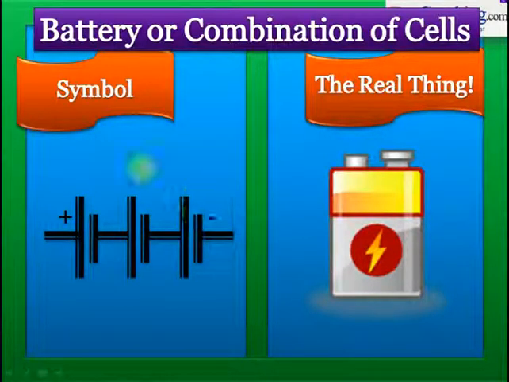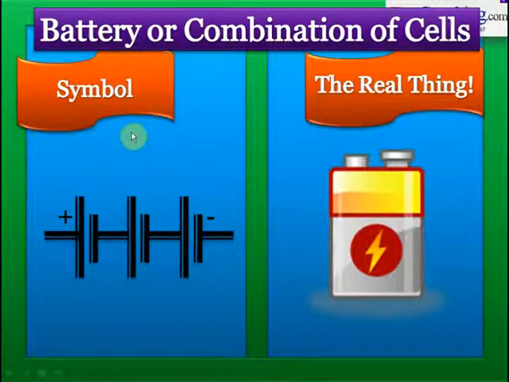Interestingly, the potential difference of the entire battery is the sum of the potential differences of each of the individual cells. So if these are all 2 volt cells, 2 volts, 2 volts, 2 volts, then the final potential difference created by the entire battery will be 2 plus 2 plus 2, that is plus 6 volts.